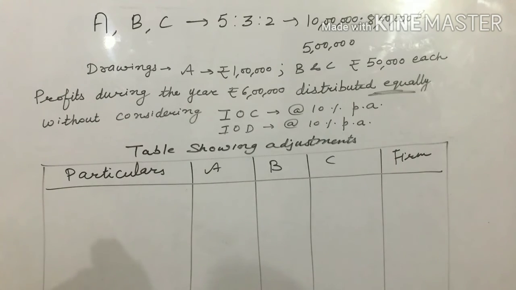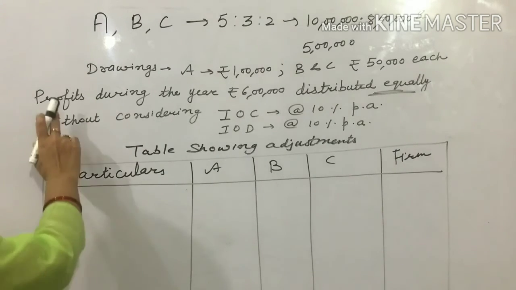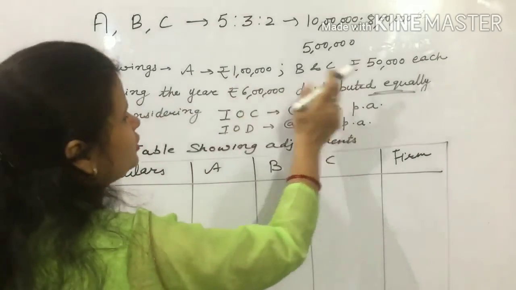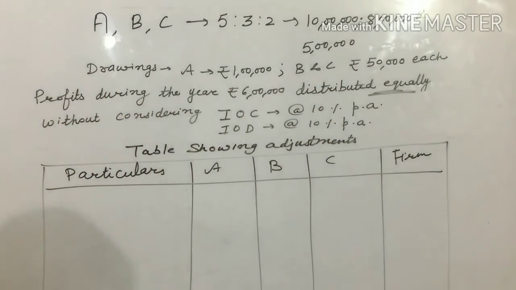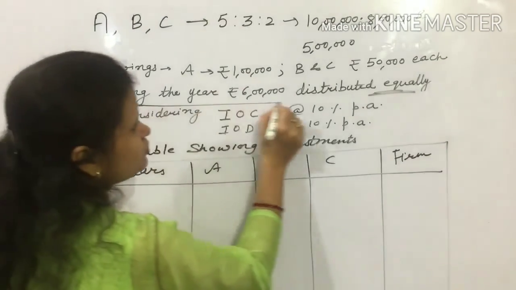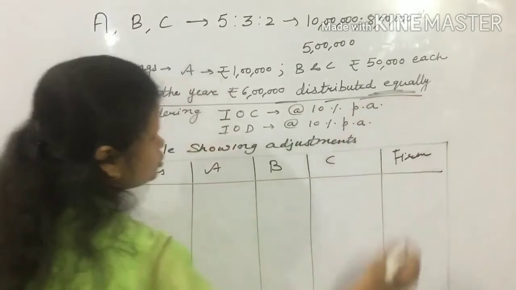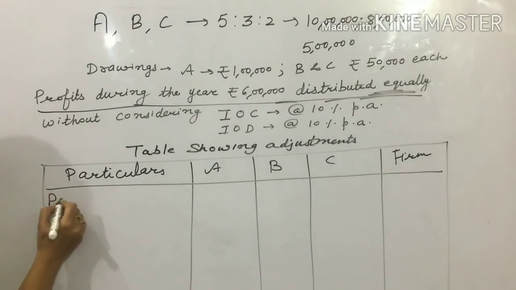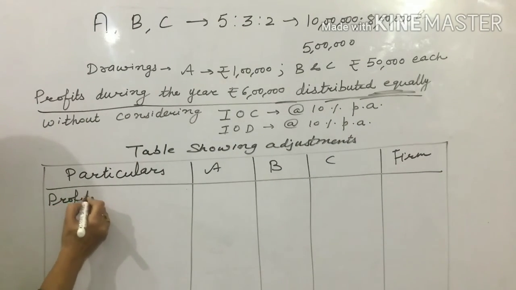And what mistake was committed by the firm? Profits during the year already given to them. So first step will be, we will take back the profits. If the profits were distributed in wrong ratio, first step will be profits taken back.